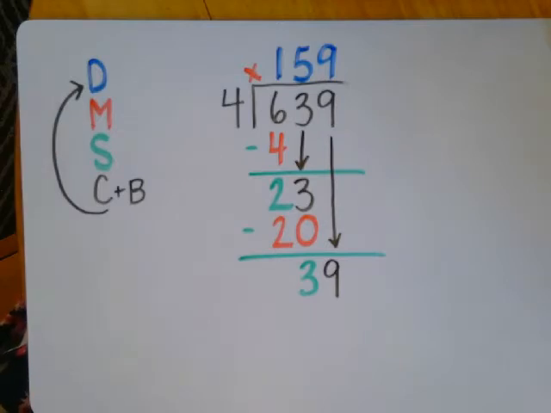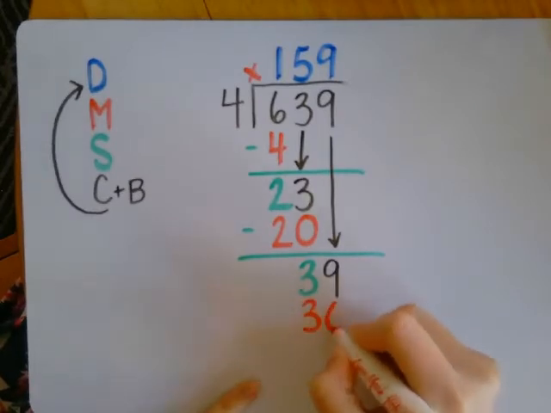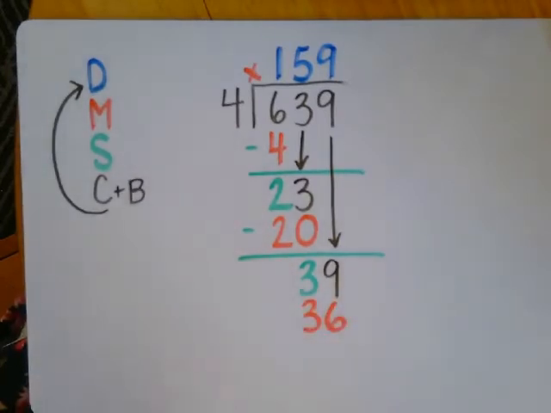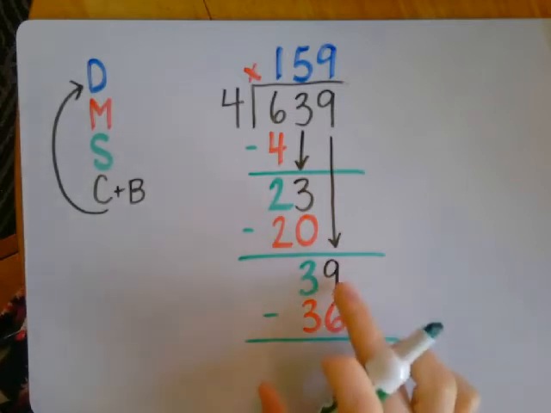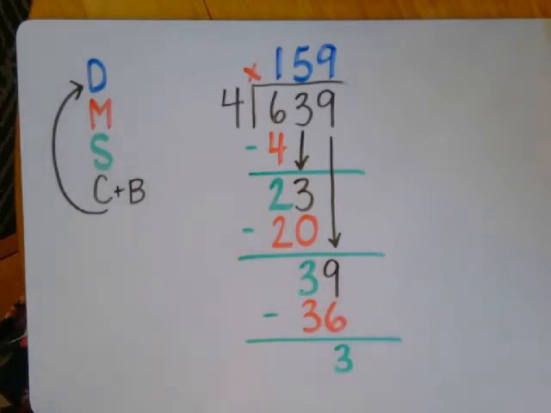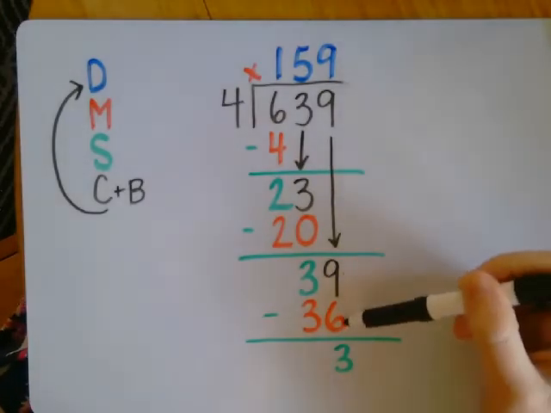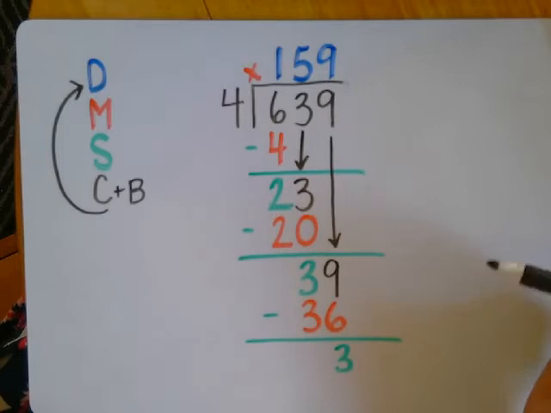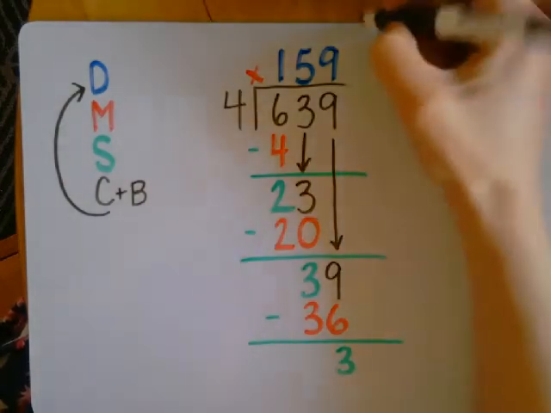Next, I need to multiply. 4 times 9 is 36. Then I need to subtract. 39 minus 36, starting in the ones place. 9 minus 6 is 3. 3 minus 3 is nothing. Then I need to check and bring down. 4 times 9 is 36. 39 minus 36 is 3. But I got to a point where I have no more numbers left, and I'm still left with a number. So that becomes our remainder.